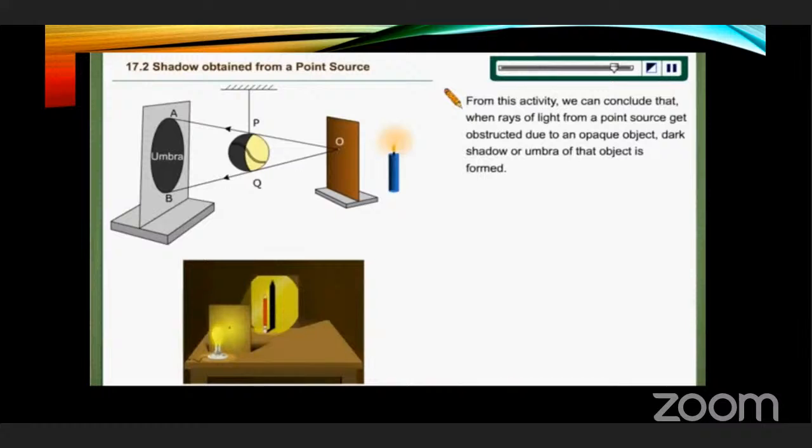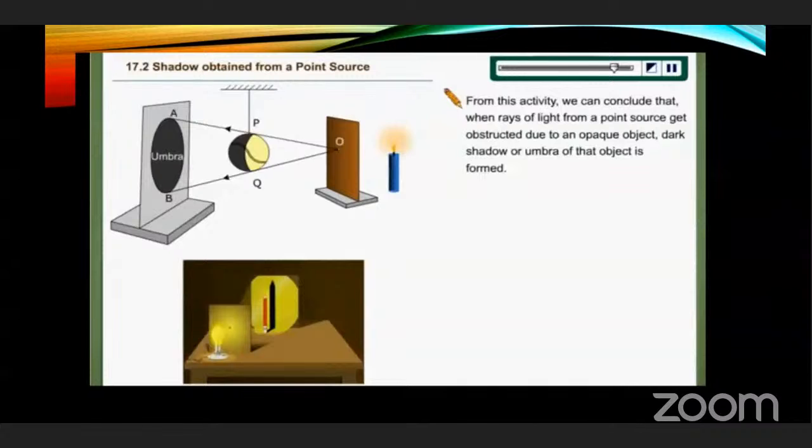So from this activity, what do we conclude? We conclude that when rays of light from a point source get obstructed by an opaque object, a dark shadow or umbra of that object is formed. Opaque object means not transparent. The object will not be transparent.